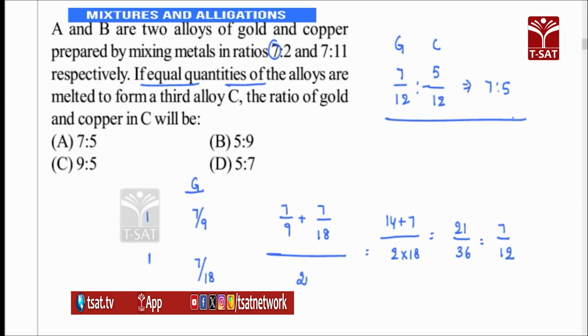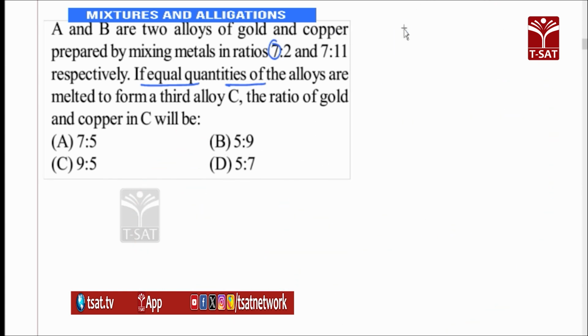So here he says equal quantities of alloys are melted to form a third alloy C. That is the reason we have taken 1:1. Suppose you are mixing it in the ratio 1:2, what do you do? If they say 1:2, instead of this 1 and 1, you take 1:2 here. Therefore you get 1 as N1, N2 is 2. Now when they say equal quantities, you can do it in multiple ways. How do I do it when they say equal quantities?